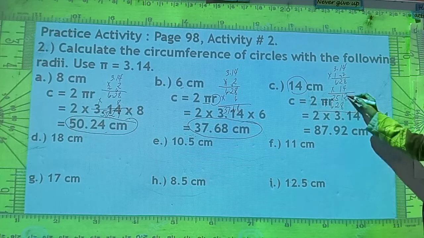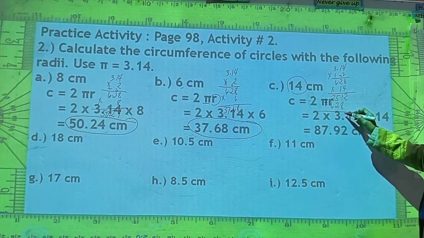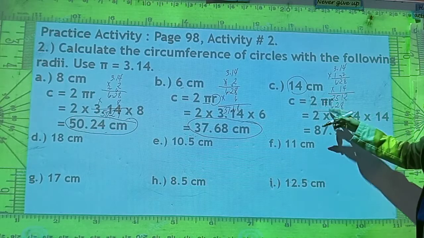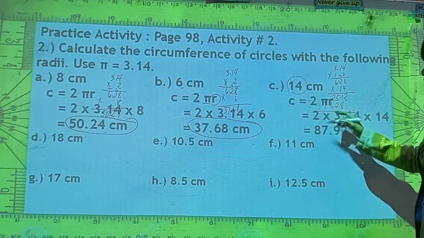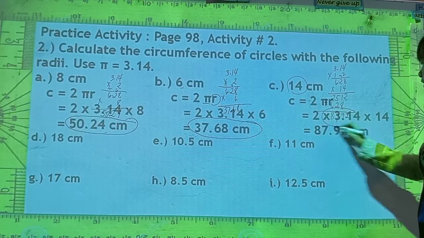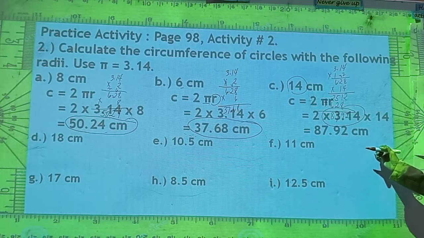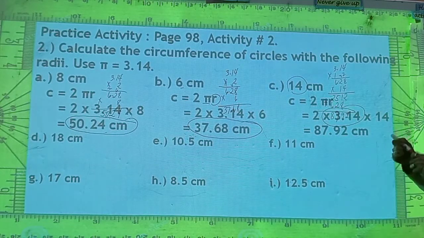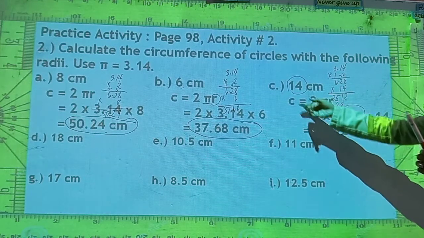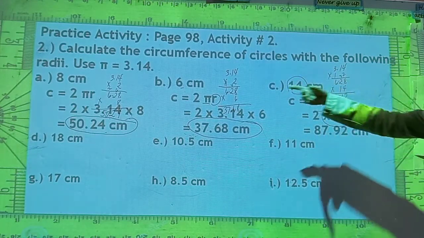Okay. So bring down 2. 1 plus 8 is 9. 5 plus 2 is 7. 2 plus 6 is 8. Therefore, class, the answer is 87.92 centimeters. Class, this is how you are going to get the circumference of a given radius.